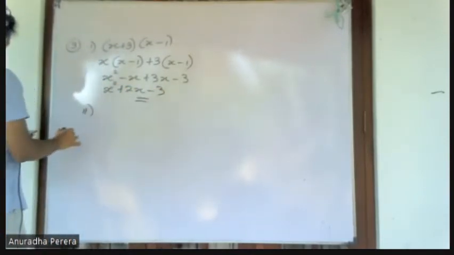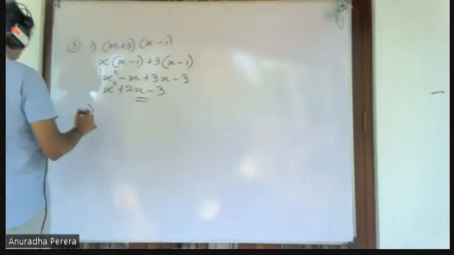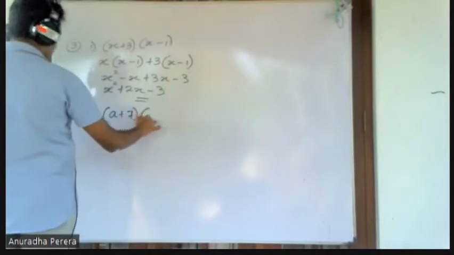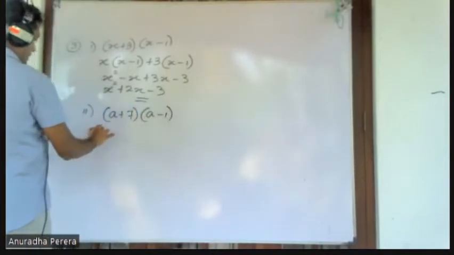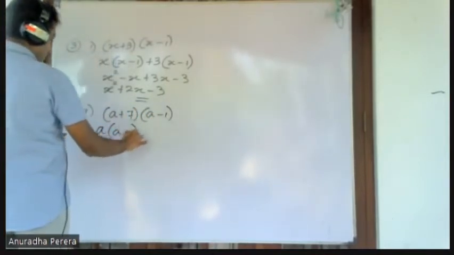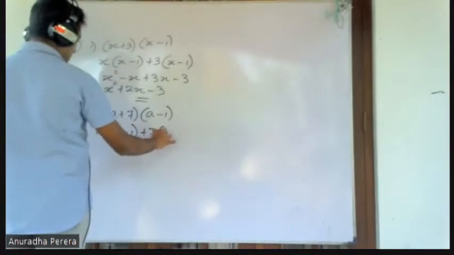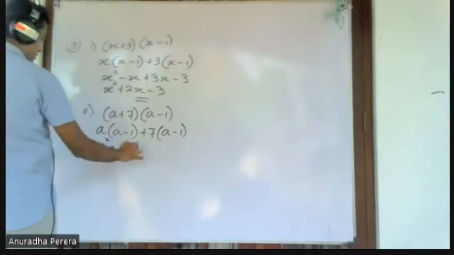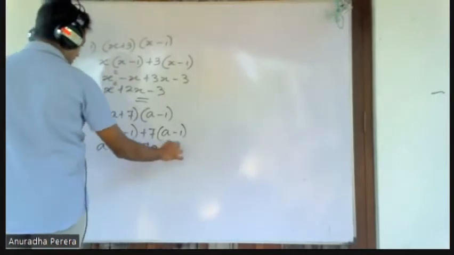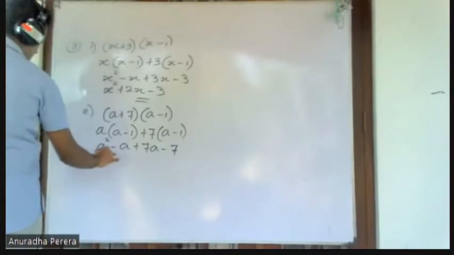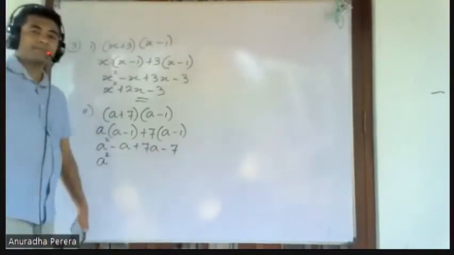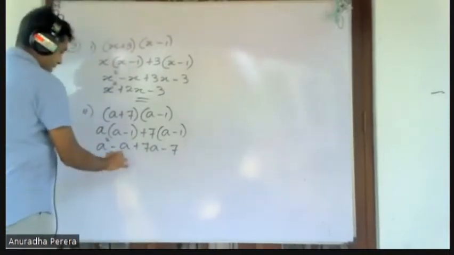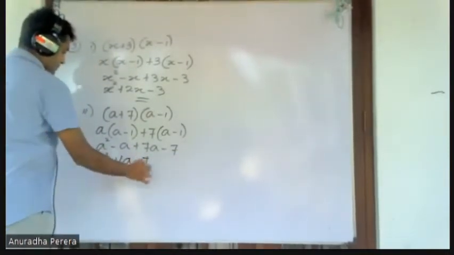The second question. a plus 7, a minus 1. a times a minus 1 plus 7 times a minus 1. a squared minus a plus 7a minus 7. What is minus a plus 7a? Plus 6a. a squared plus 6a minus 7.